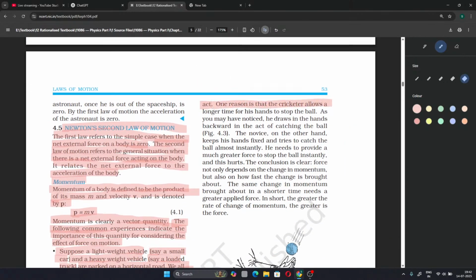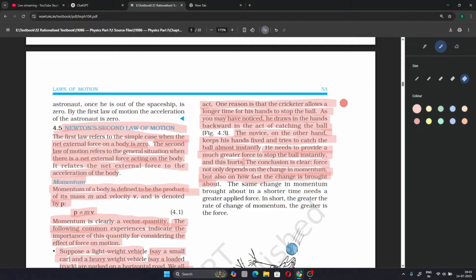One reason is that the cricketer allows a longer time for his hands to stop the ball. As you may have noticed, he draws in the hands backward in the act of catching the ball. The novice, on the other hand, keeps his hand fixed and tries to catch the ball almost instantly. He needs to provide a much greater force to stop the ball instantaneously, and this will hurt. The conclusion is clear. Force not only depends on the change in momentum, but also on how fast the change is brought about. Basically, we see three things.